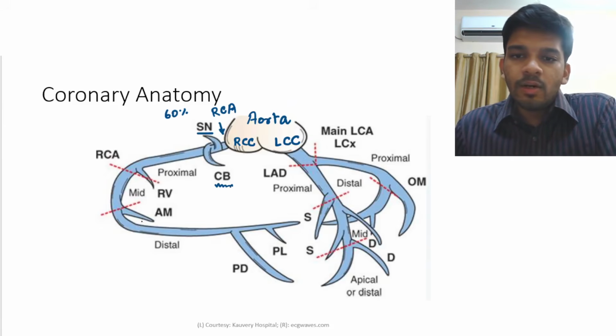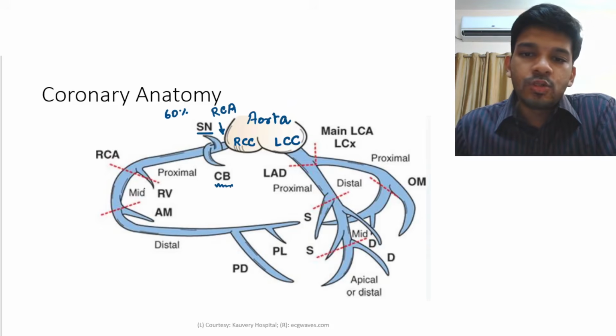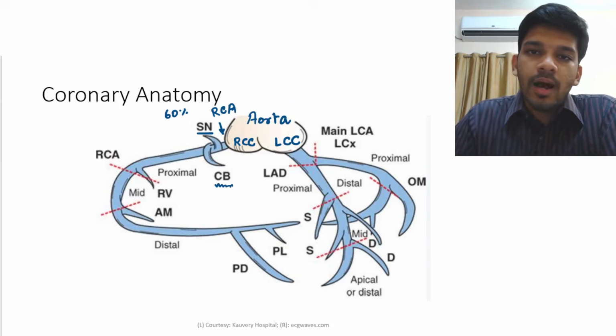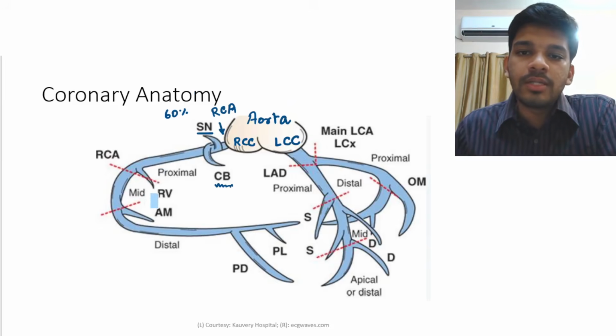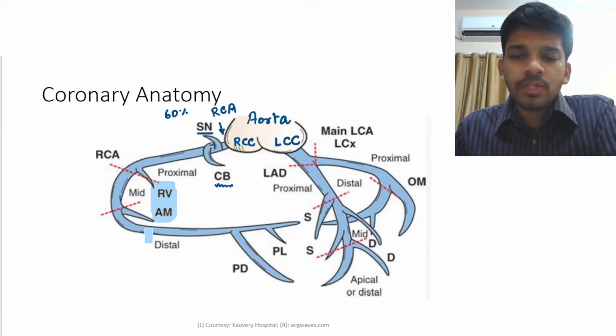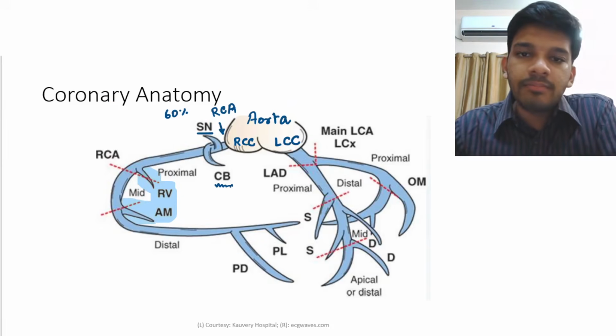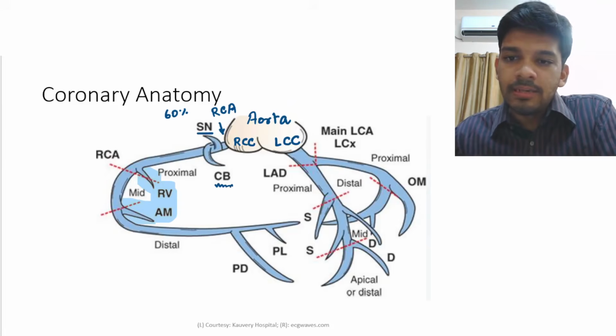So our understanding here of proximal, mid and distal of the right coronary artery is relevant in context to the branches it gives. The right coronary artery supplies the right ventricle through the acute marginal branch. So these are mainly the right ventricular branches supplying the right ventricle. So the anatomical understanding is a proximal, mid, and a distal.